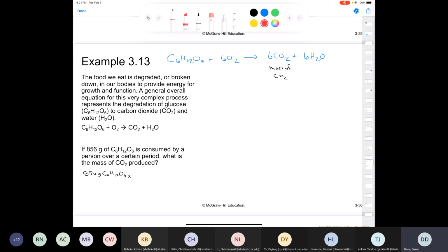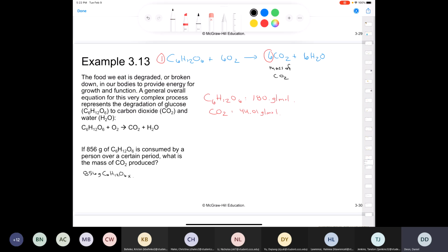We know that the ratio of moles is for every 1 mole of glucose that's consumed or degraded, we make 6 moles of carbon dioxide. So that means we need to figure out how many moles of glucose we have. Well, we can find the molar mass of glucose, C6H12O6. I've gone over this in detail in class. You add up the molar masses of 1 carbon, 12 hydrogens, and 6 oxygens, and you get roughly 180 grams per mole. We're also going to need the molar mass of carbon dioxide because we're looking for that, and we get 44.01 grams per mole.